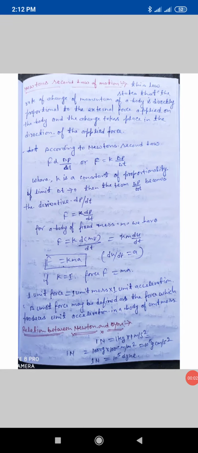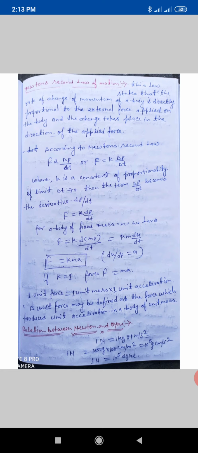Newton's second law of motion. This law states that the rate of change of momentum of a body is directly proportional to the external force applied on the body, and the change takes place in the direction of the applied force. According to this law, F is directly proportional to delta P upon delta T, where delta P upon delta T is the rate of change of momentum.